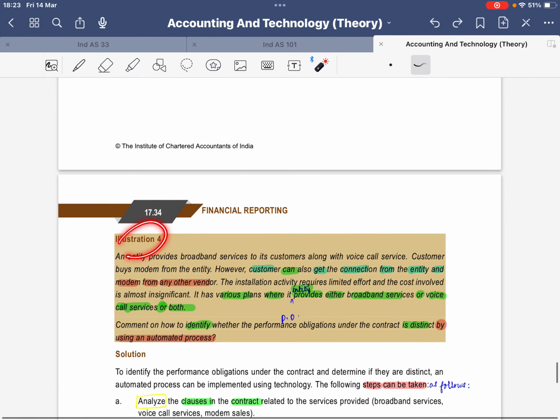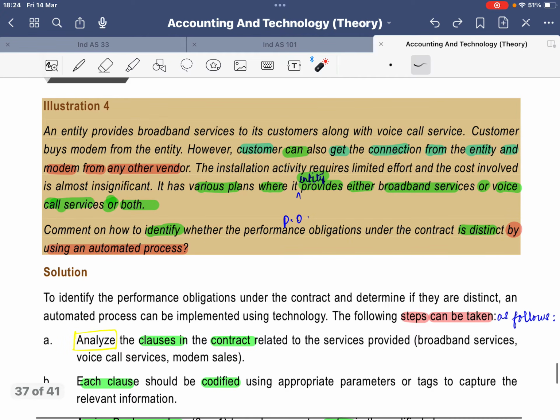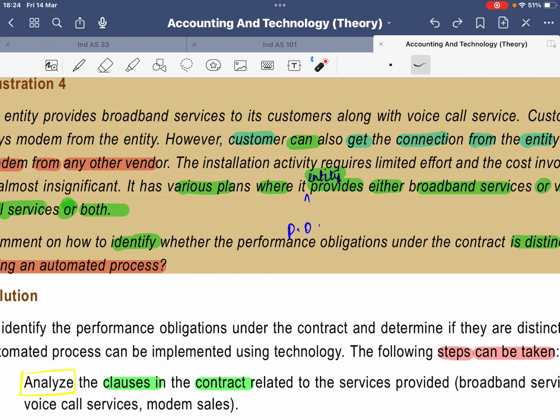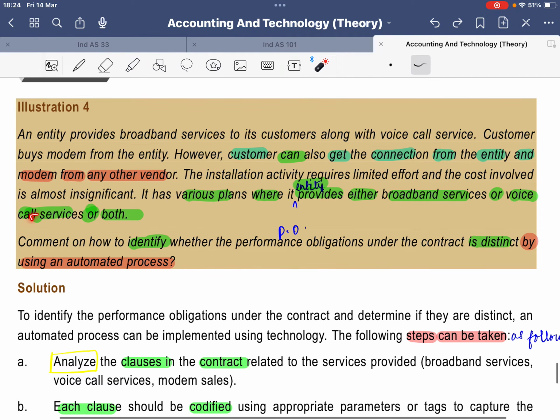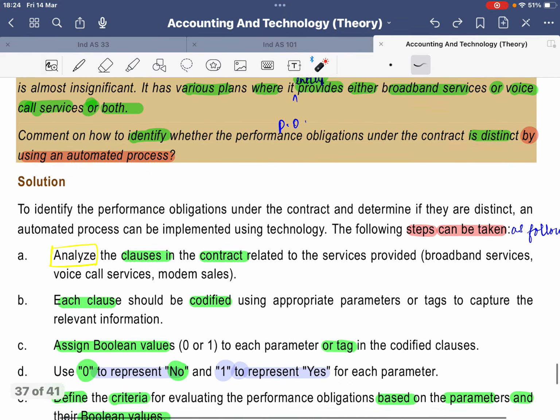Illustration 4. Customer can get connection from entity and modem from another vendor. Various plans where entity provides either broadband services or voice call services or both. Identify whether performance obligation is distinct by using an automated process.